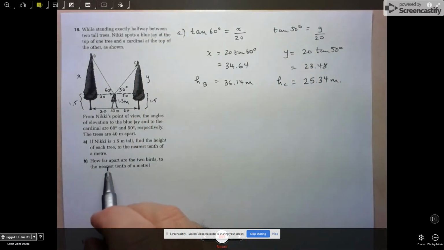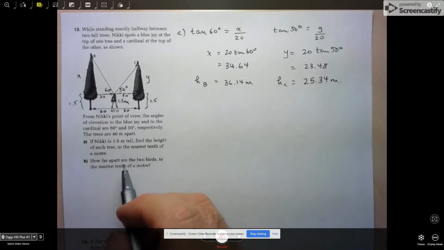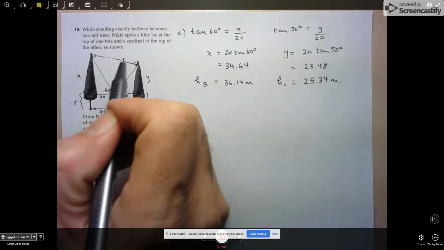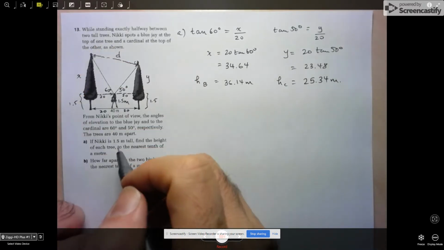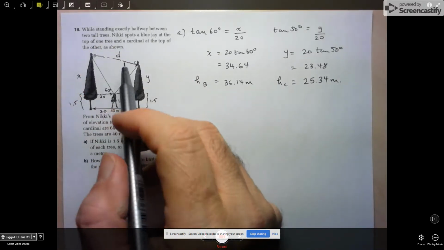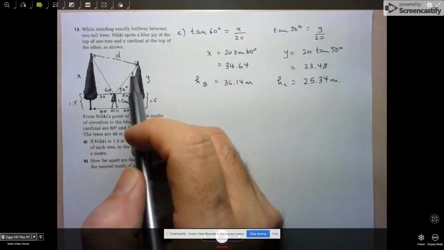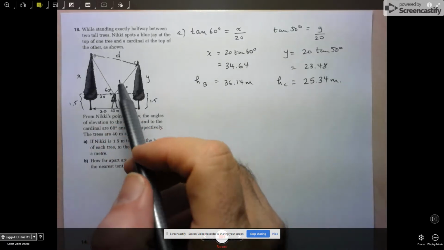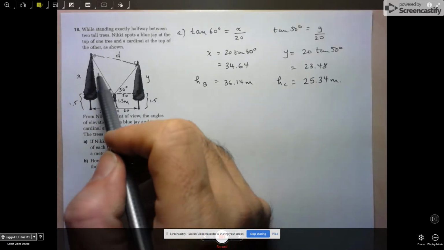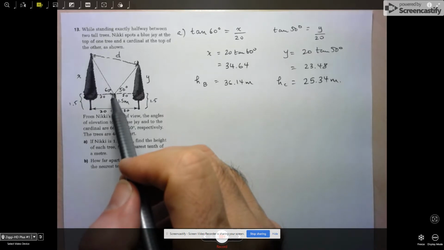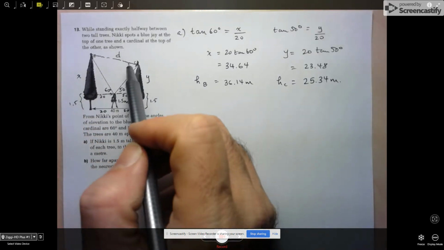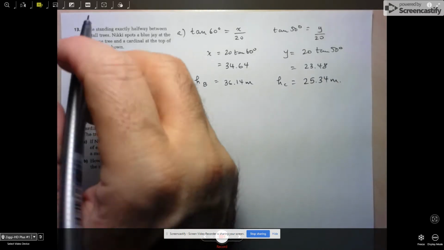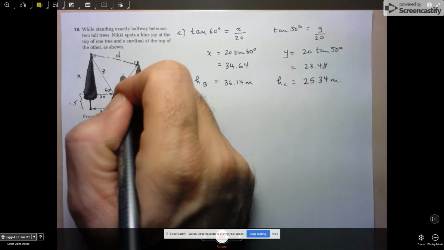And then in part B, it says, how far apart are the two birds? All right, and so essentially what we're looking for is this distance here. But this distance isn't really related directly to these right angle triangles, but we see that this hypotenuse and that hypotenuse of the two right angle triangles is also a part of this triangle created with the length d. So I think what we're going to do is we should calculate these two sides. We'll call this z and w.